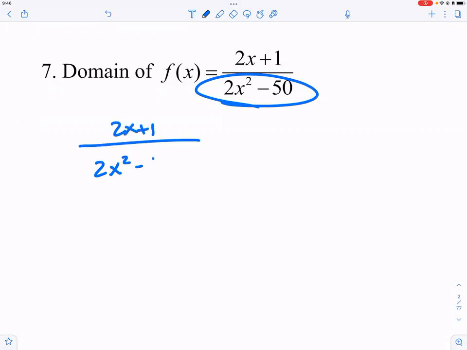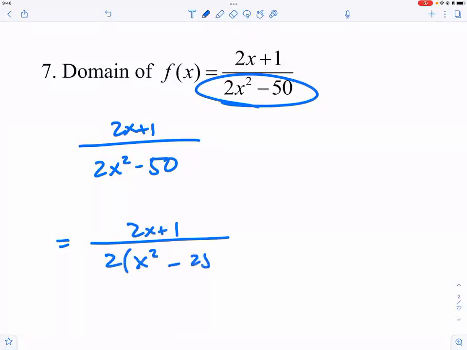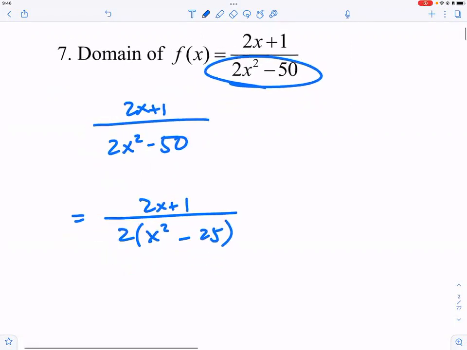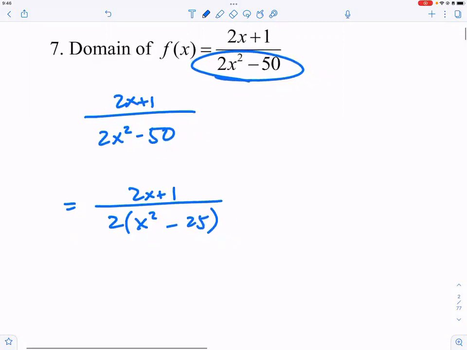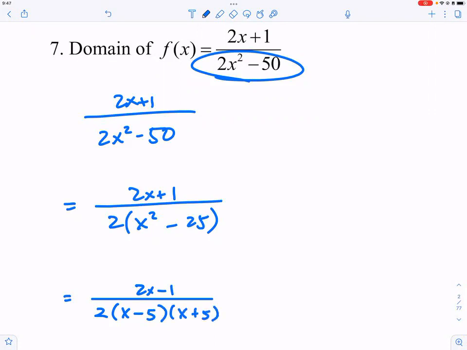The first step is that the denominator right here, well, actually, let me write the whole fraction first. So the first thing is you can factor out the 2, which makes it 2 times parentheses x squared minus 25. That's the first step. The second step is that you realize it is x squared minus 25. It is the difference of 2 perfect squares. And therefore, you have 2 times x minus 5 and x plus 5.